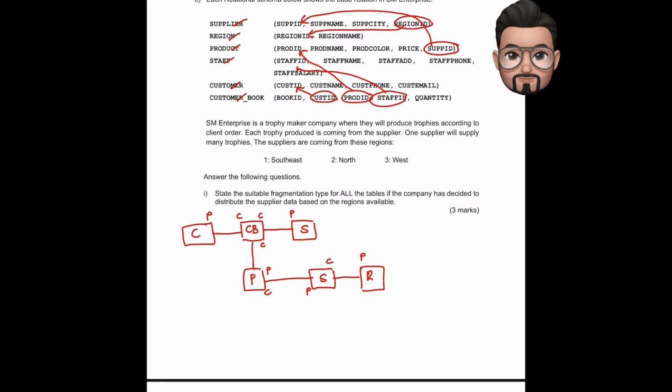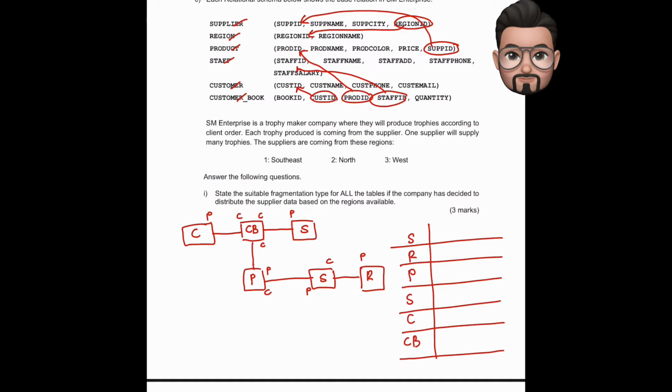So now let's take a look at the question. State the suitable fragmentation type for all the tables if the company has decided to distribute the supplier data based on the regions available. They want to know what is the suitable fragmentation type for all the tables. So what are the tables that we have? Supplier, region, product, staff, customer, and customer book. Now we want to determine the suitable fragmentation type.